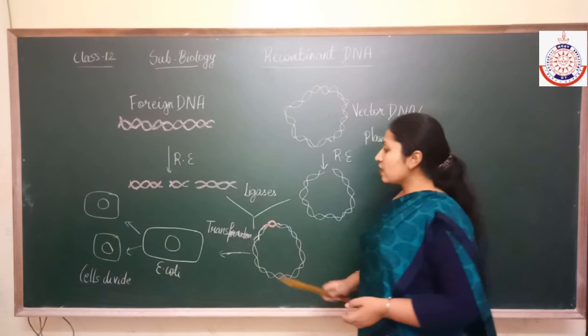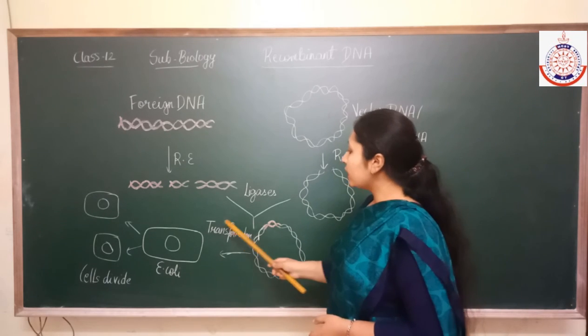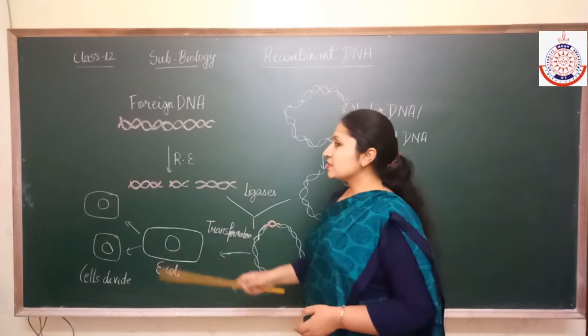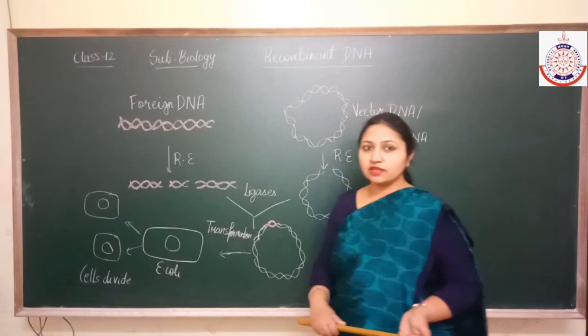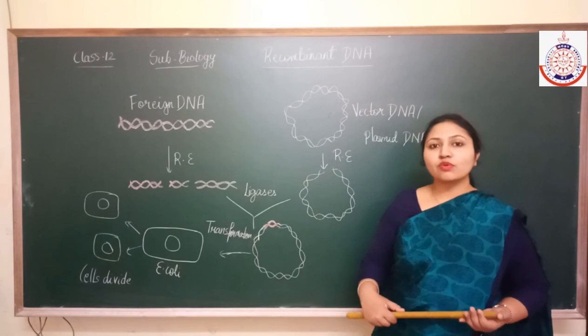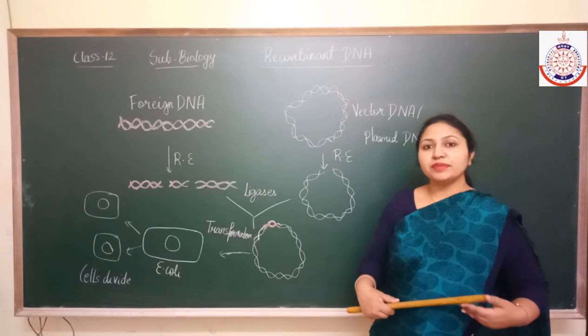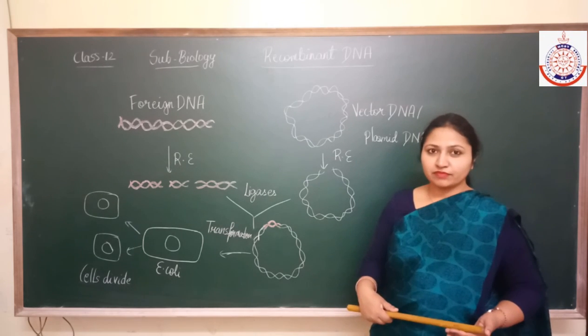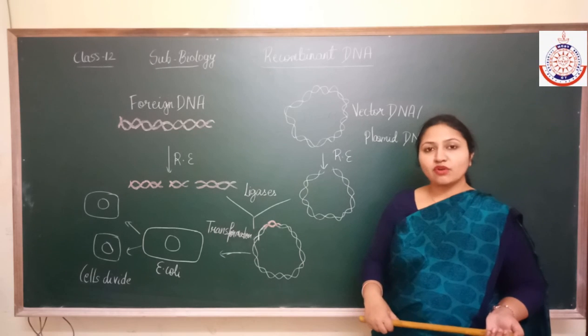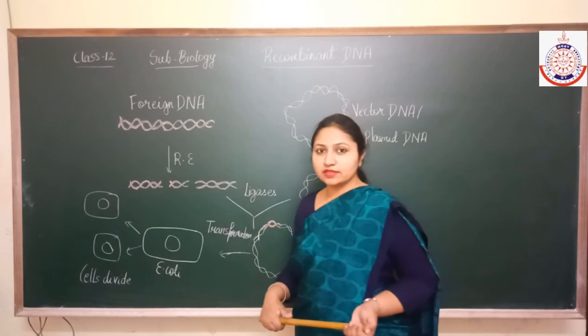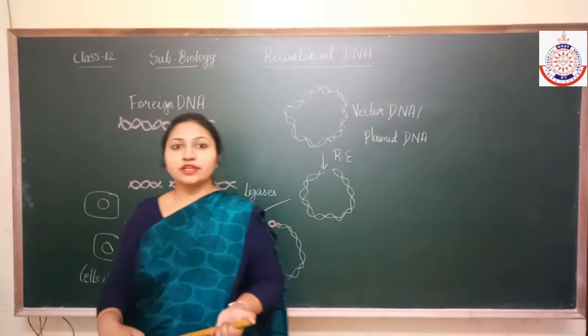So when transformation takes place, what happens? This plasmid DNA having the desired gene will produce its own copies. The copy number will then be increased. So in this manner the recombinant DNA technology works.